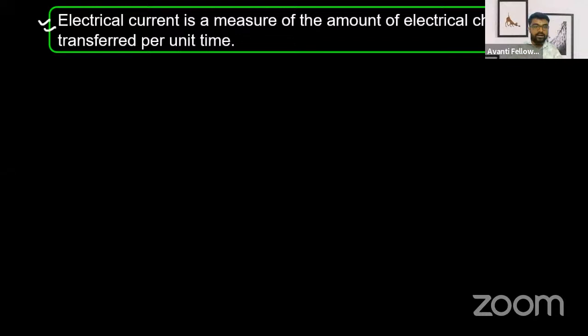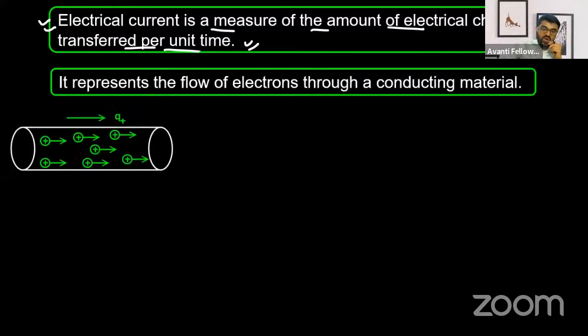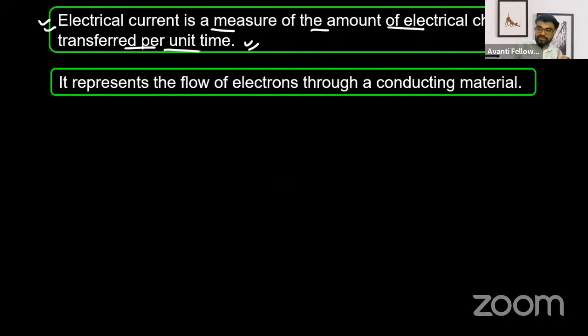Electric current is a measure of the amount of electric charge transferred per unit time. Okay, just write it now. We'll explain the things. Next definition, you have to write this. I will show you the animation after this. Write both of the things and then reply in the chat box if you have written.